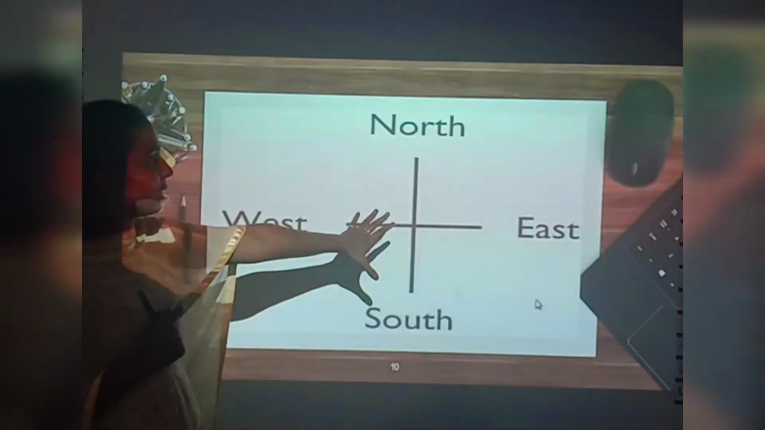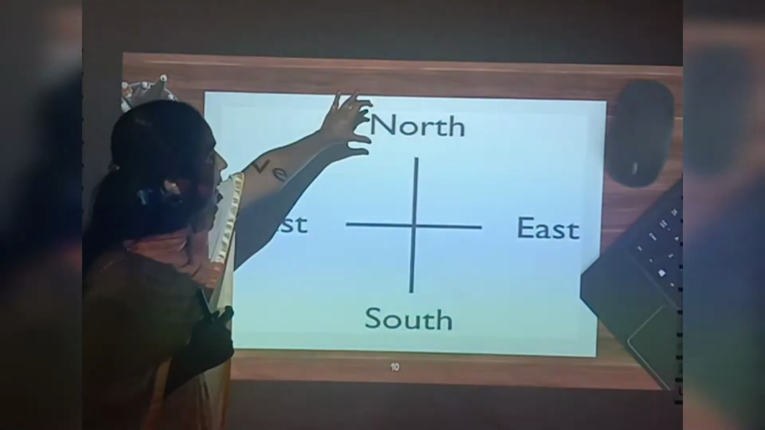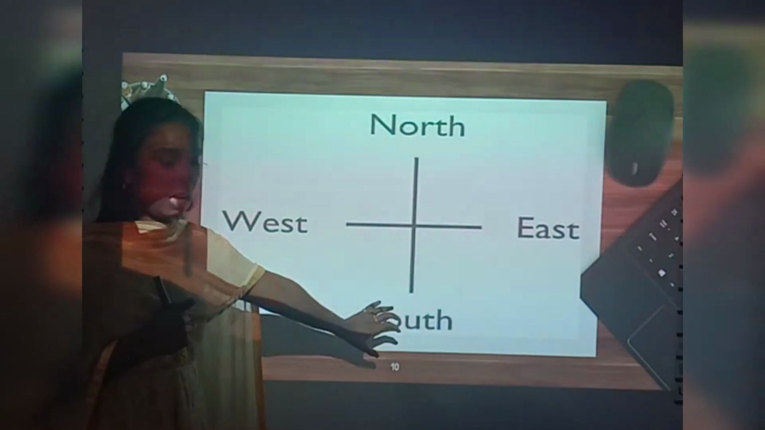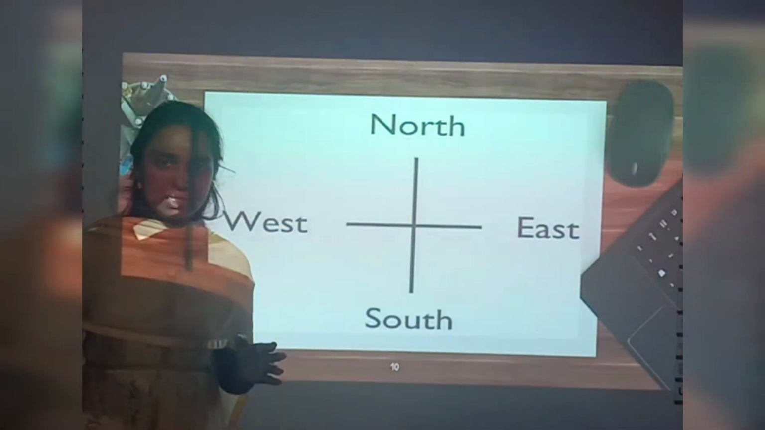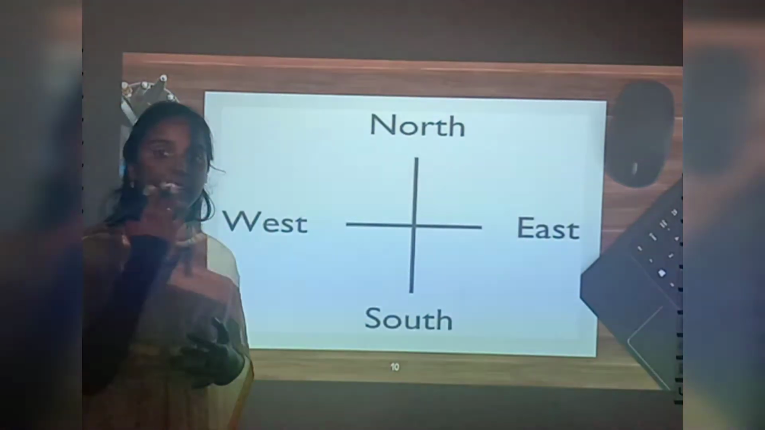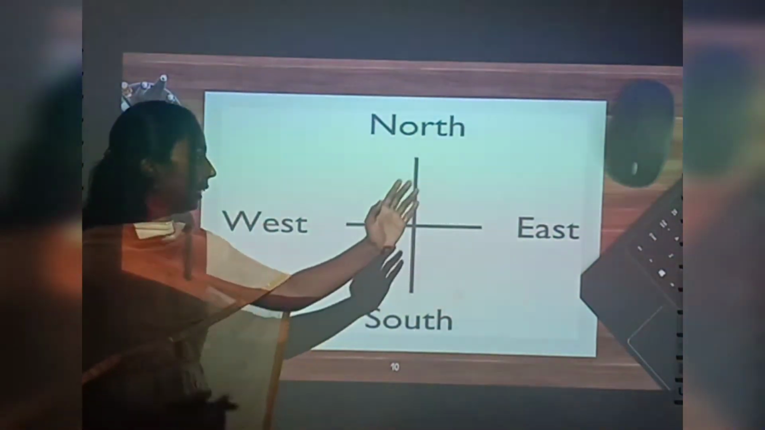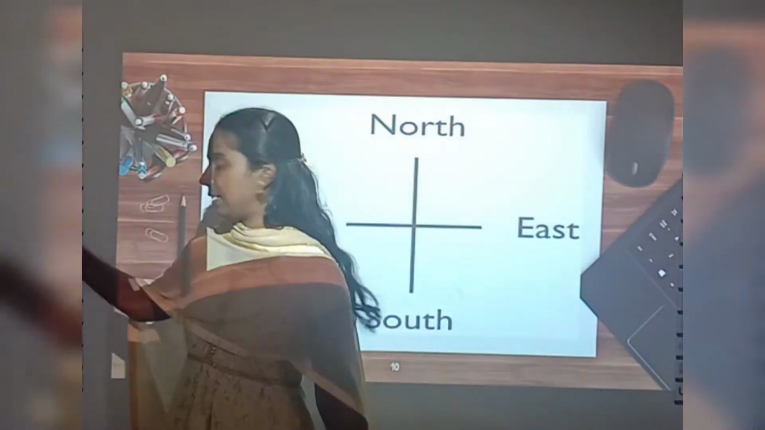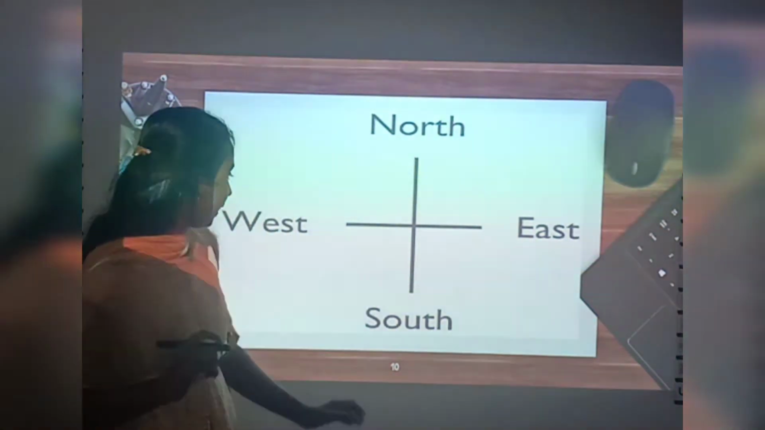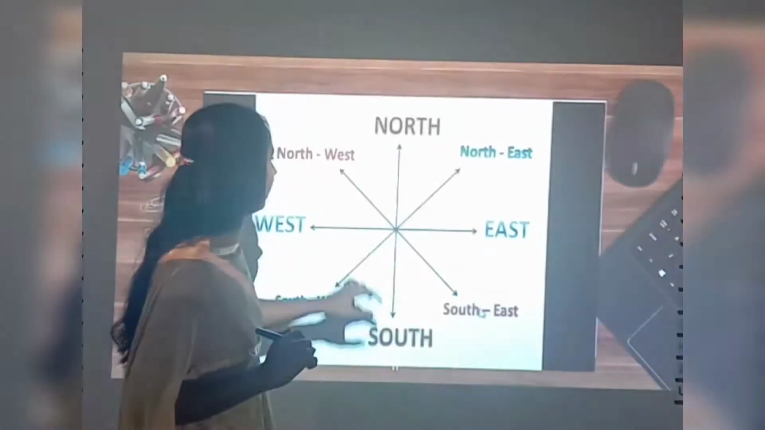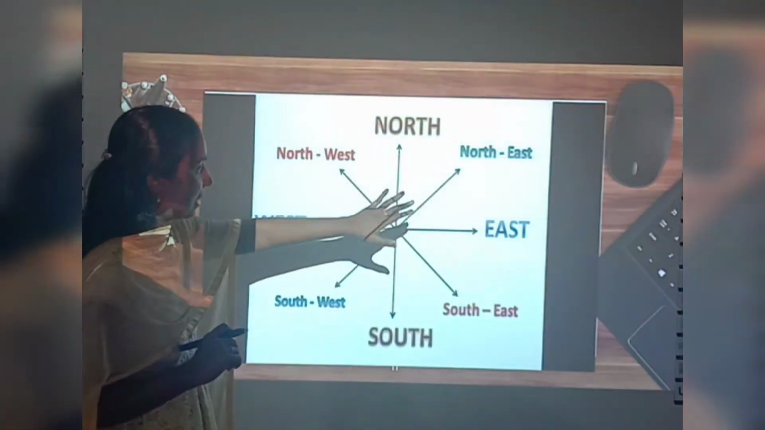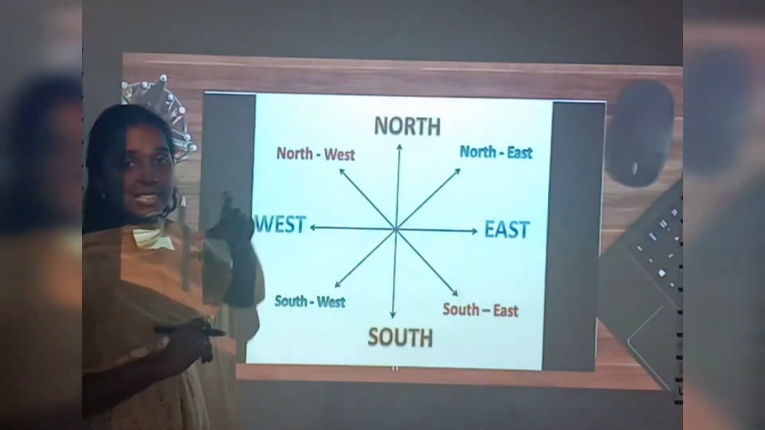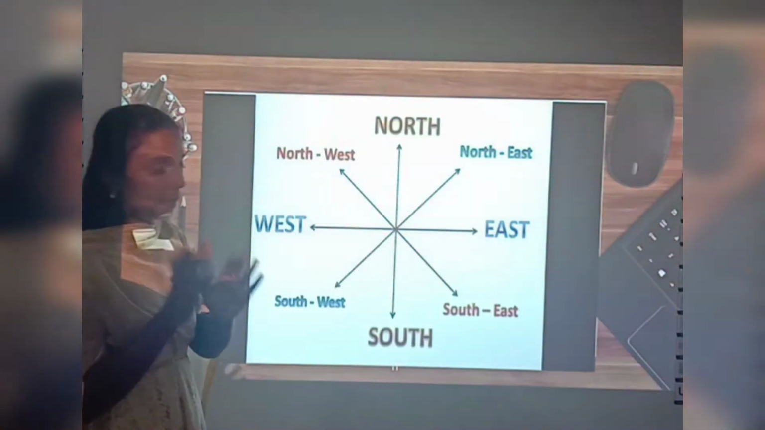So see, this shows the four main directions. This is north, downside is south, then left hand side is east and the right hand side is west. Our head will be north, then our leg will be south, then our left hand side will be east and our right hand side will be west. Now we know the four main directions, right? So from these four main directions, how are we getting our sub-directions?